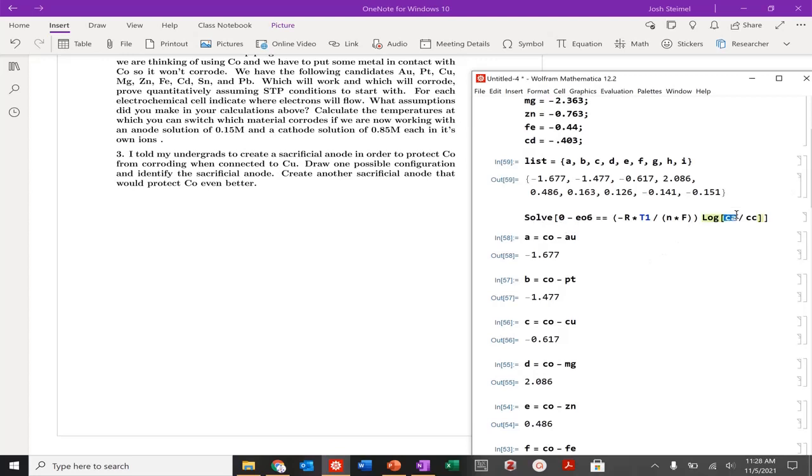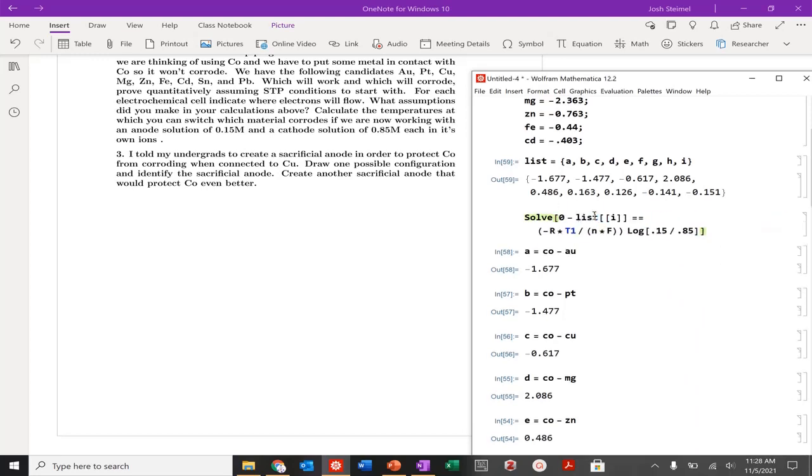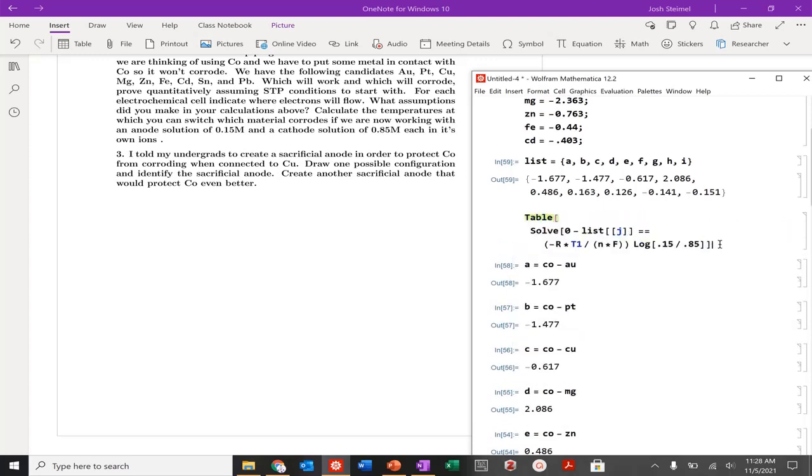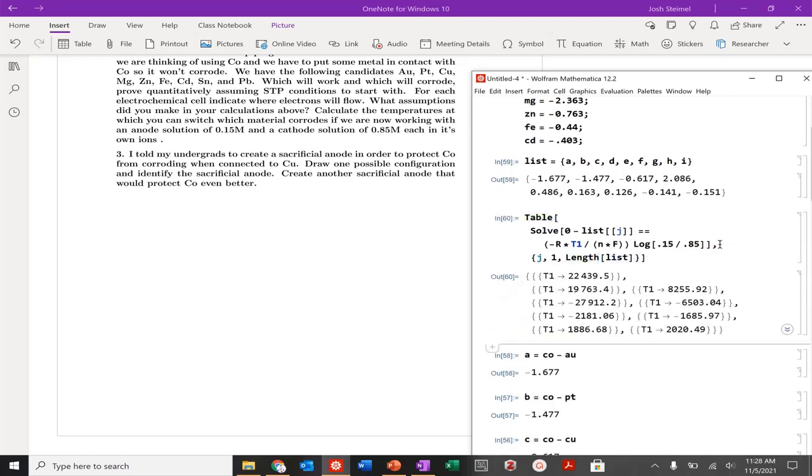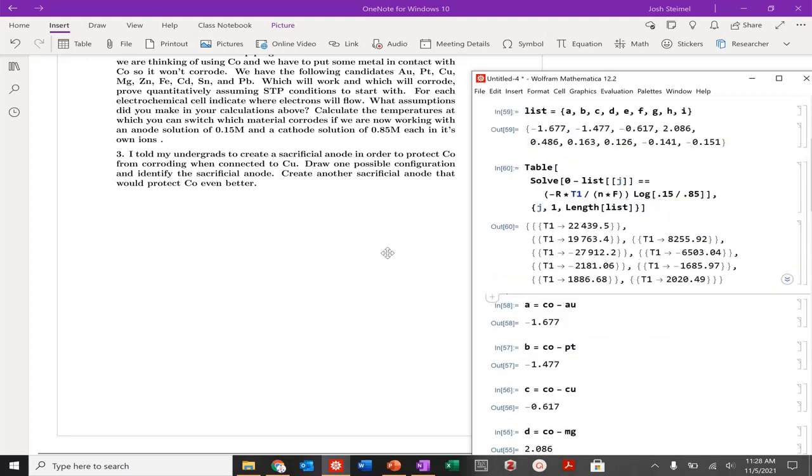Now we know our anode concentration is 0.15, cathode is 0.85, and it's in its own ions. And then we're asked the temperature where it switches. So E naught minus list I. Actually, I'm going to do J table, J goes from 1 to length of the list. And there's your temperatures. Excellent.